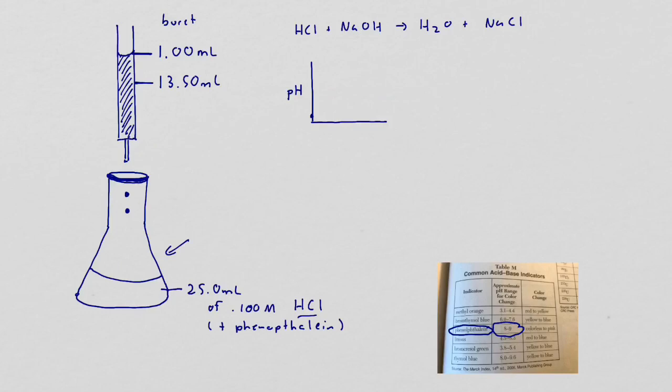So we're starting at 1 milliliter here, and what's going to happen is we're going to drip some of this in here. Now, what we're adding here is sodium hydroxide. So the sodium hydroxide is in the burette, and we're dripping it in there, all right? Now, as we drip it in there, a reaction occurs.